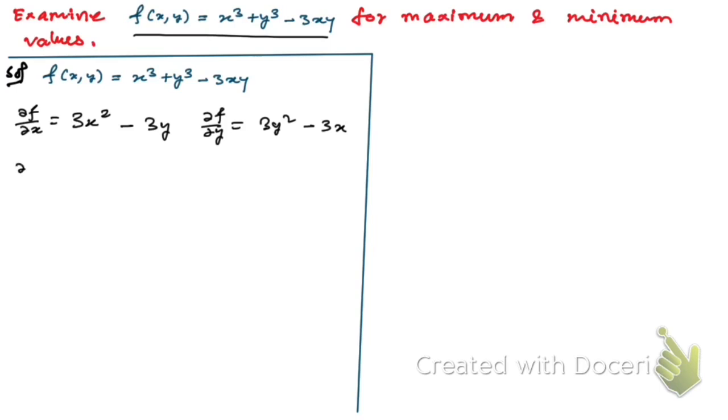Now let's find the second order derivative also with respect to x. If you differentiate this, that's gonna be 6x, and here we're gonna get 0. That means only 6x. And second order derivative of f with respect to y, right? That's gonna be 6y, right? That's what we're gonna have.